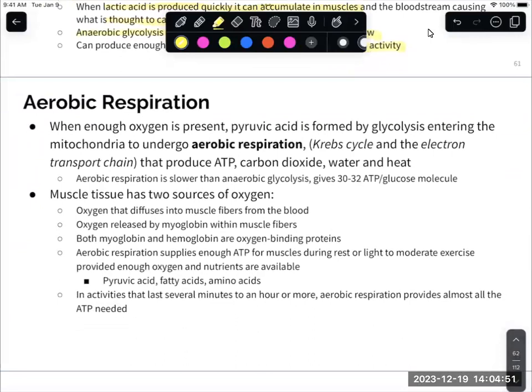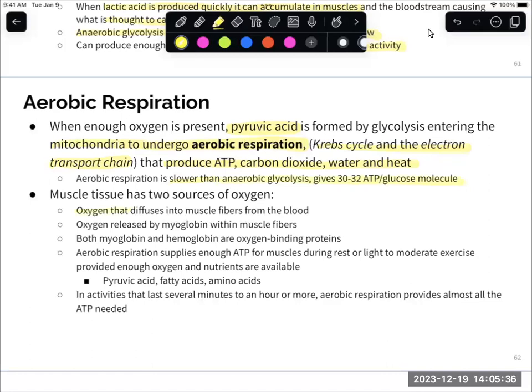Aerobic respiration. So, aerobic respiration starts with glycolysis. We're going to take those pyruvic acids that were created from glycolysis, and they're going to go into the mitochondria where they're going to go through aerobic respiration, which is the Krebs cycle and the electron transport chain. You'll go through these in the metabolism chapter, and Anatomy 2 is just mentioned here. Through this, we make ATP, carbon dioxide, water, and heat. This is slower, but it gives us 30 to 32 ATP per glucose molecule.